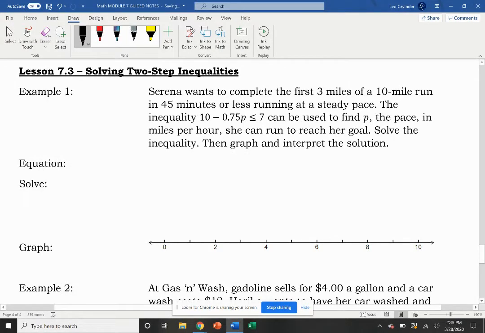Okay, so lesson 7.3 is solving two-step inequalities. Example 1. Serena wants to complete the first 3 miles of a 10-mile run in 45 minutes or less, running at a steady pace.